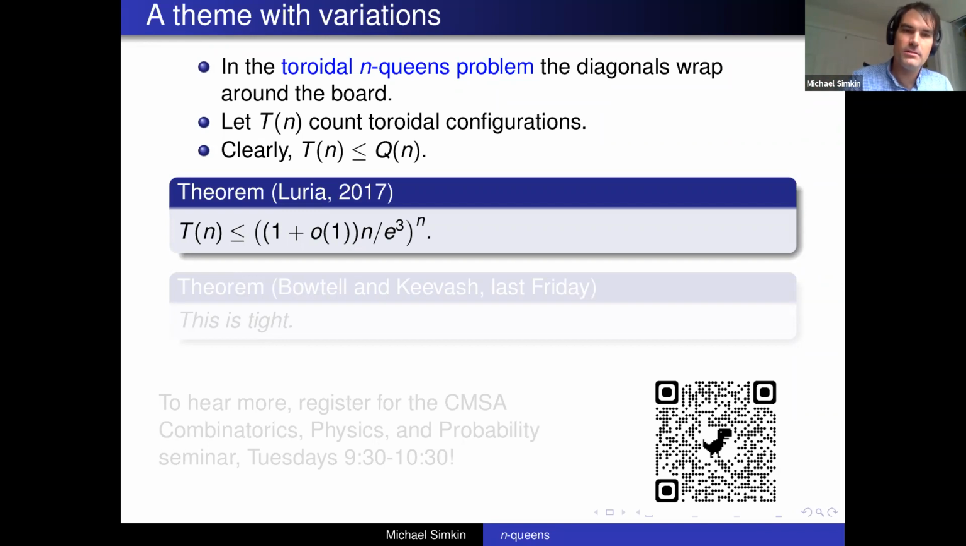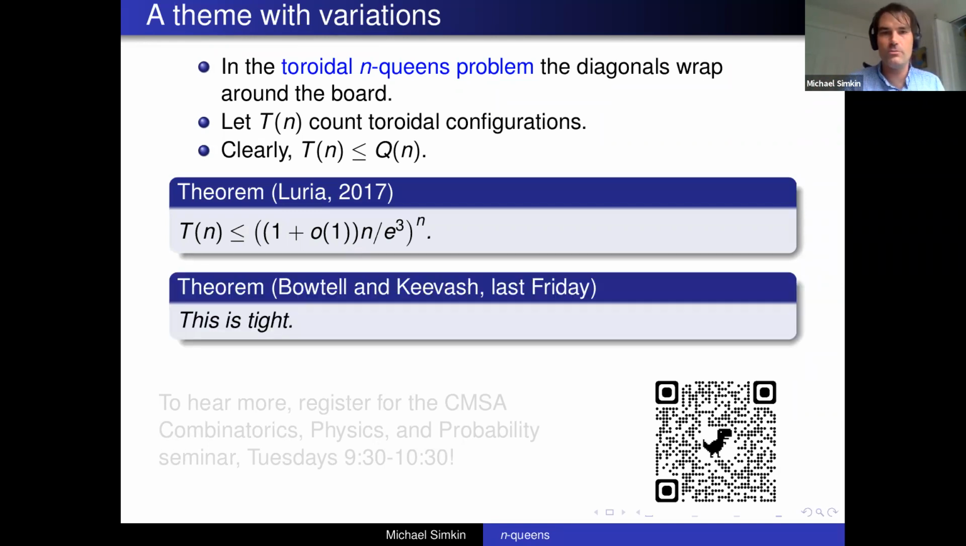Had I given this talk 1 week ago, this would have been a conjecture. But yesterday I had to update my slides and say that actually it is now a theorem that this upper bound on T(n) is tight. So in fact, T(n) is equal to this term over here. This is a spectacular result due to Candida Bautel and Peter Keevash that was posted just last Friday.